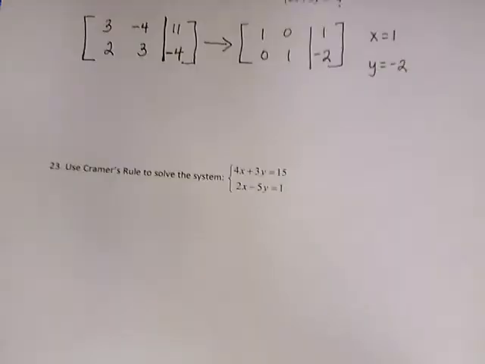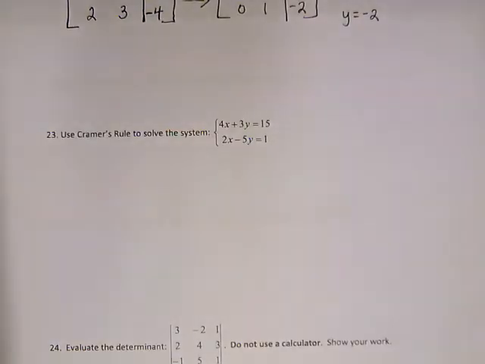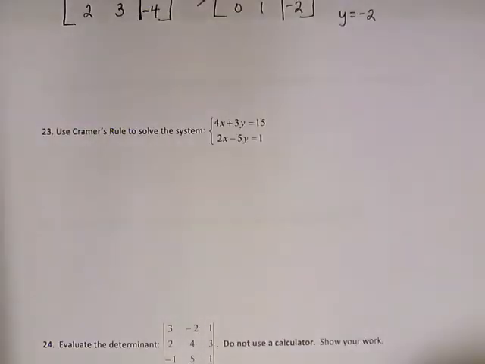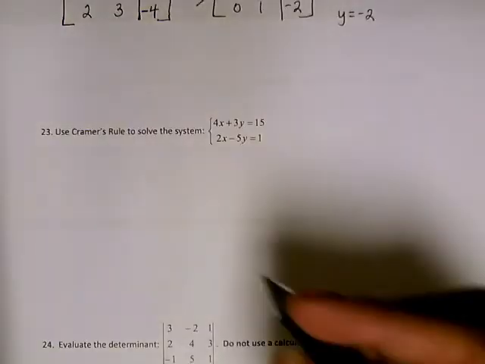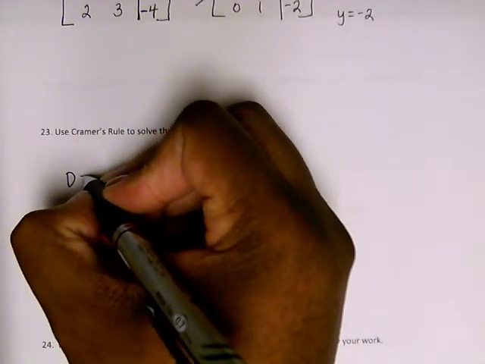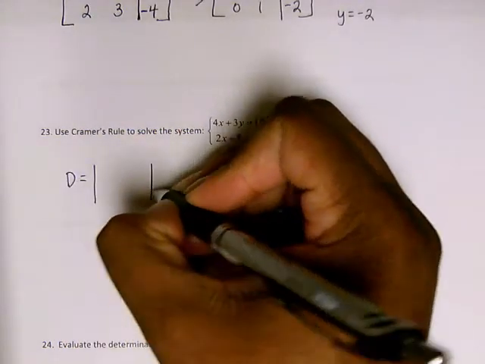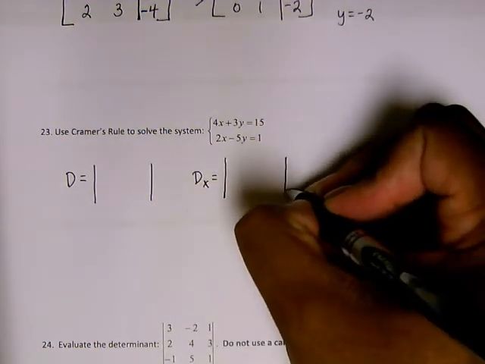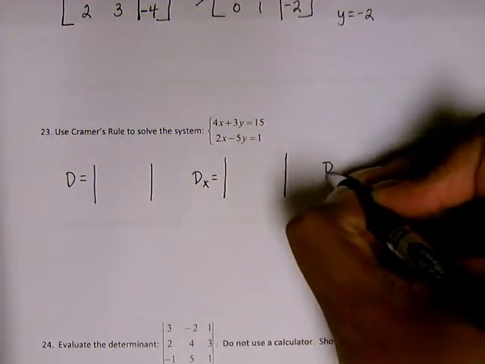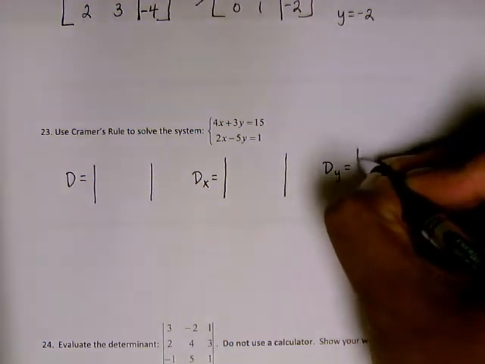Problem number 23 is using Cramer's rule to solve this system of linear equations. Here we got 4x plus 3y is equal to 15, and 2x minus 5y equaling 1. So in this case, we need D, and we also need D sub x, and we also need D sub y.